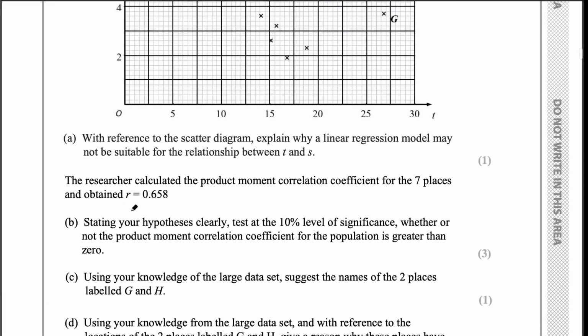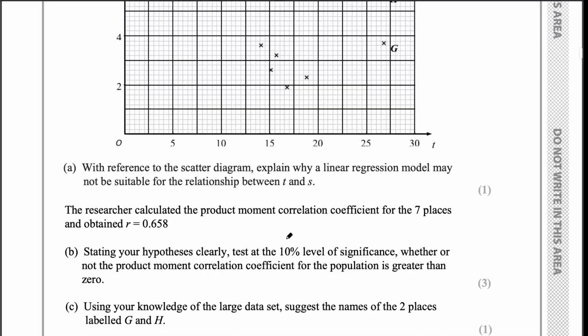Okay, part B says the researcher calculated the product moment correlation coefficient for the 7 places and obtained R equal to 0.658. Stating your hypothesis clearly, test at the 10% level of significance whether or not the product moment correlation coefficient for the population is greater than 0.